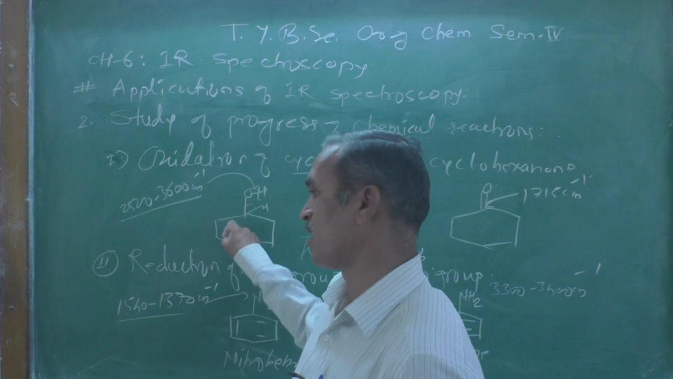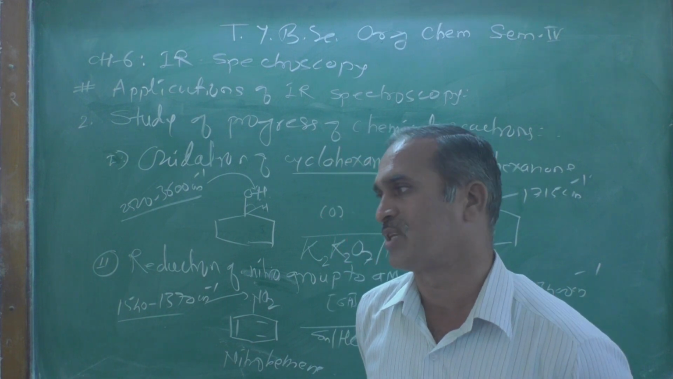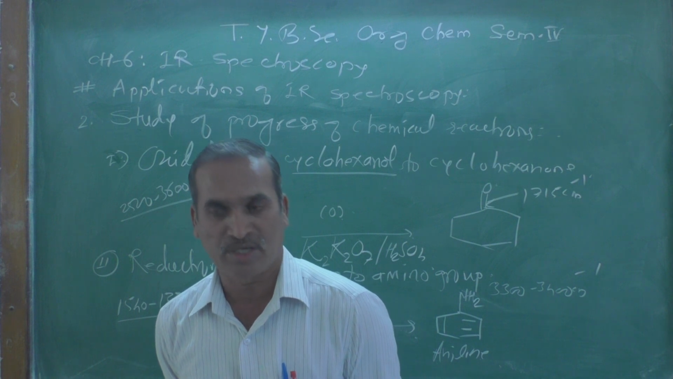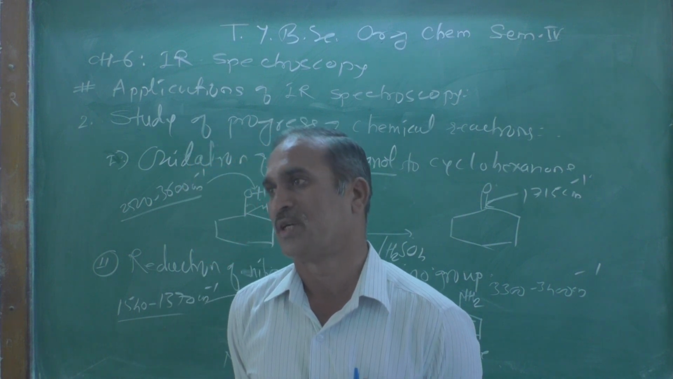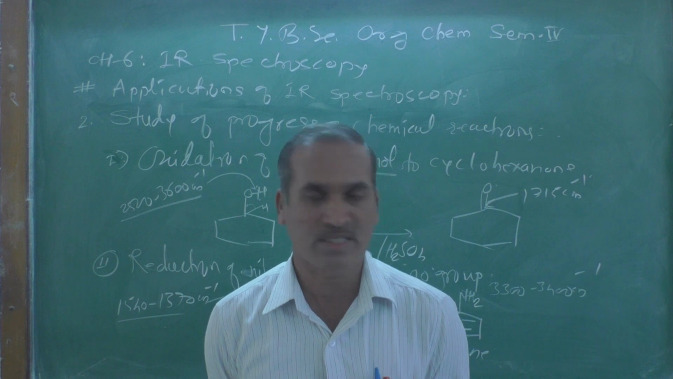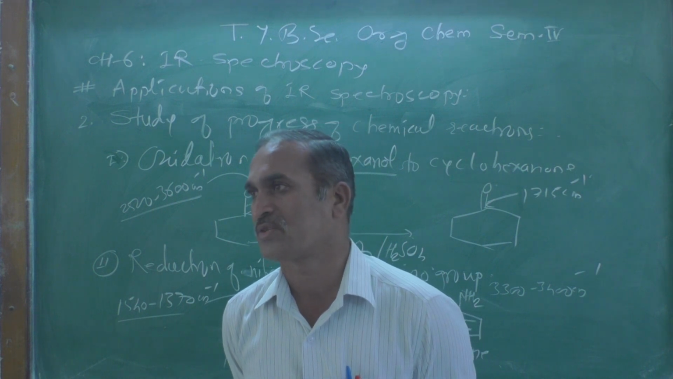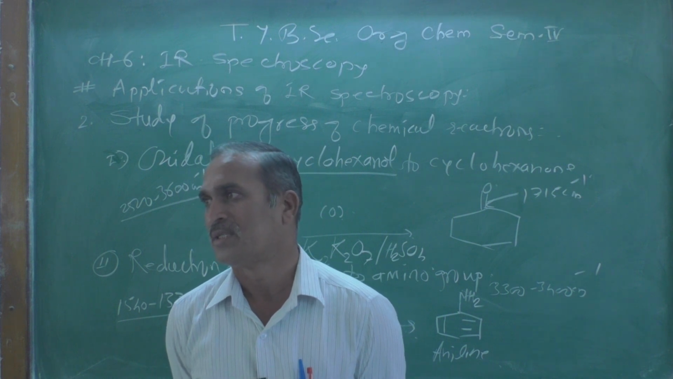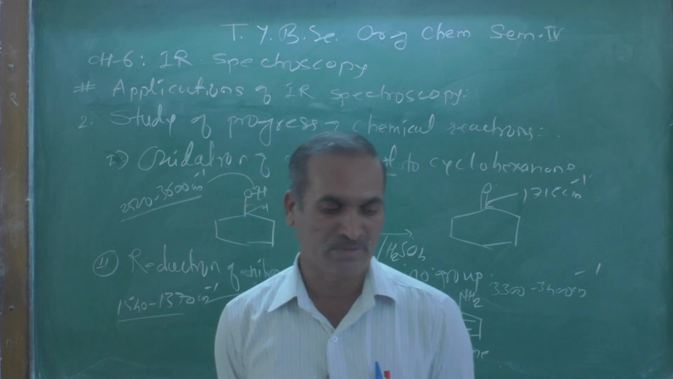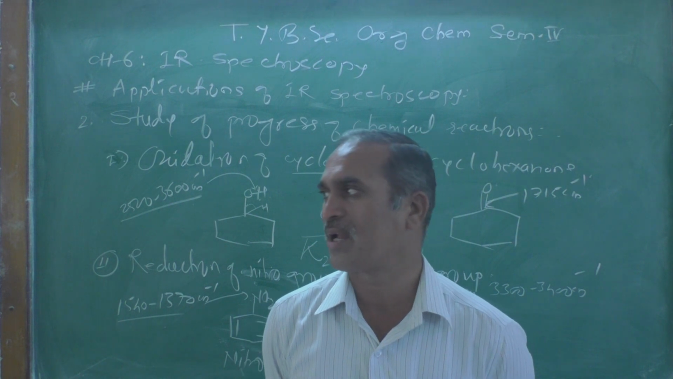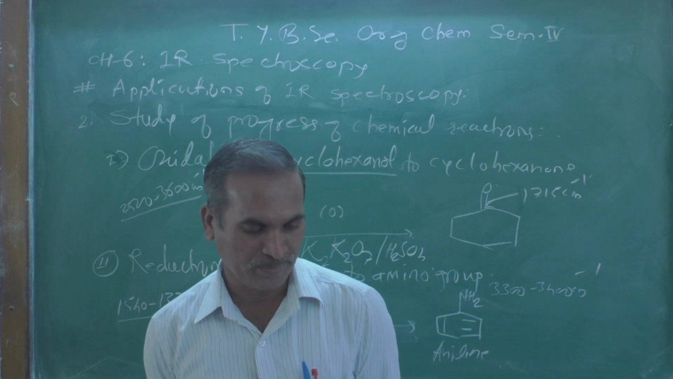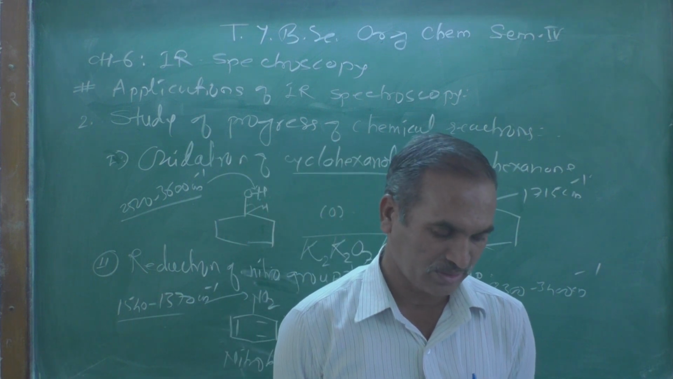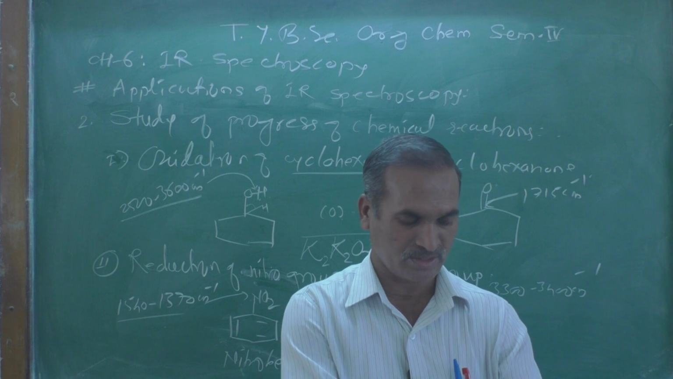From these two examples we can clearly understand how we can study chemical kinetics, as well as whether the reaction is completed or still incomplete. That kind of information we get from IR spectroscopy, and therefore this is the second application, which is highly important from the exam point of view.